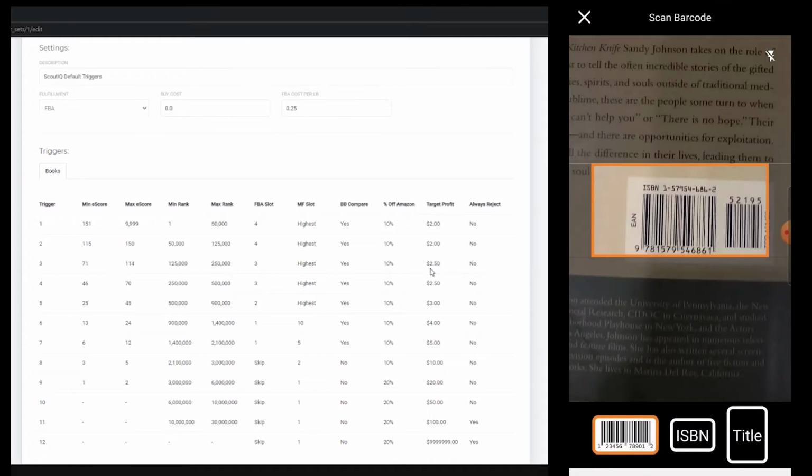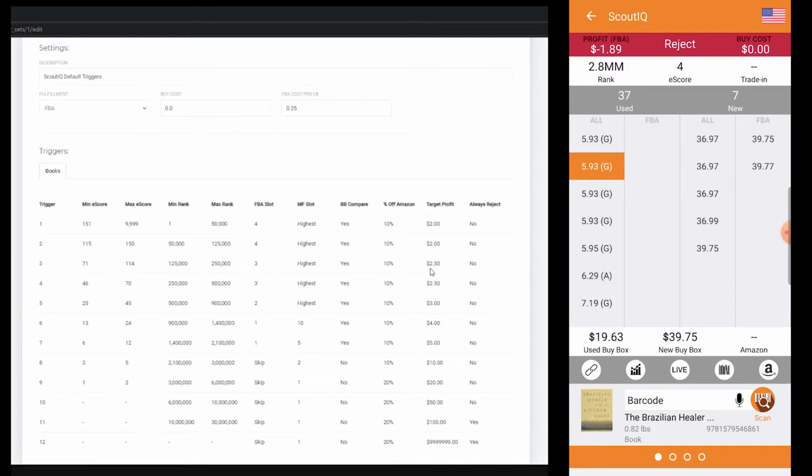Let's try that one more time. All right. So we have a reject. It says negative $1.89. Probably not something you'd want to sell. E-score of 4. So let's see why this said reject. Obviously, you never want a negative profit, so that's a good indicator of why it would say reject. But let's take a look anyway.